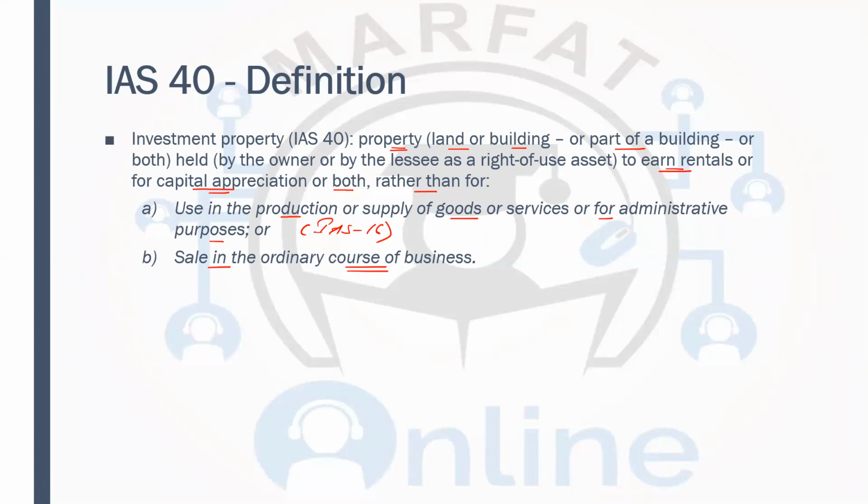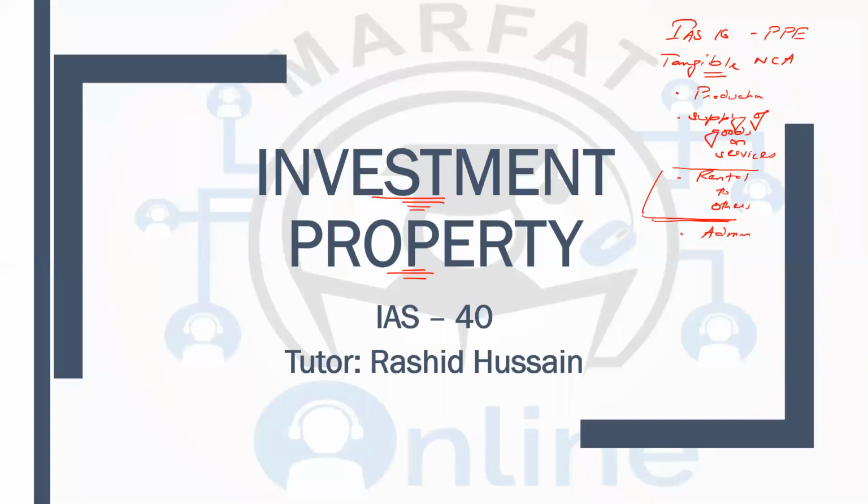So these are the differences that you need to understand, that even within IAS 16 we talk about rental to others, and here in IAS 40 we are talking to earn rentals, but this is a completely different context. Here we are particularly talking about the property, and we are not talking about the equipments, we are not talking about the plant, etc. We are talking about the property, which is land or building or both. So this is the criteria that differentiates the investment property from IAS 16. That is why we are having an entirely different standard for it.